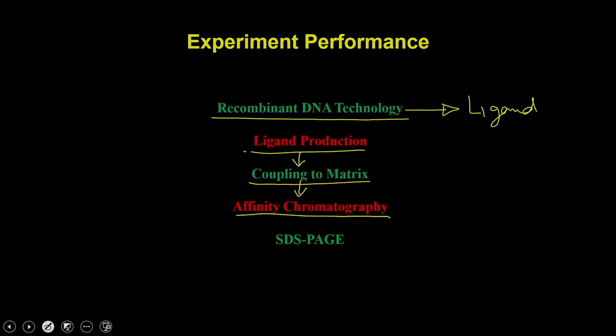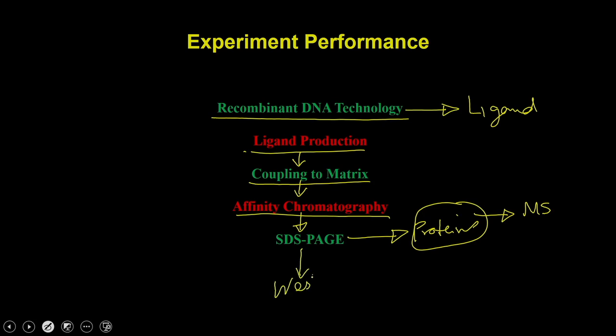Once the affinity chromatography is over, you have to perform SDS-PAGE, and SDS-PAGE is only going to show you the proteins that are present. Those proteins can be identified by two methods: either you do mass spectrometry to identify these proteins, or you can do Western blotting, which also gives you the identity of these proteins, because you can use specific antibodies.